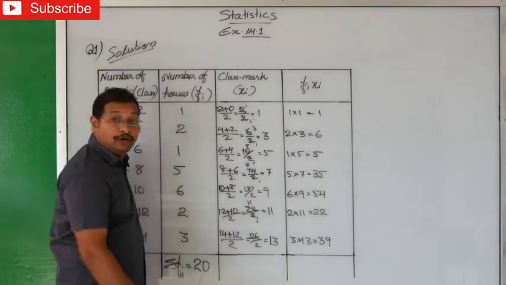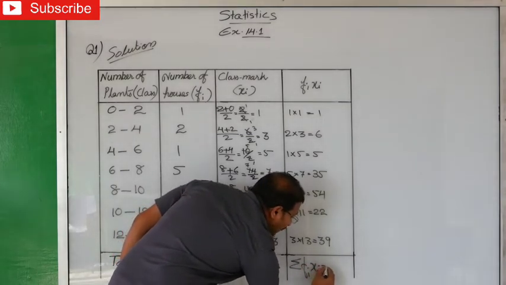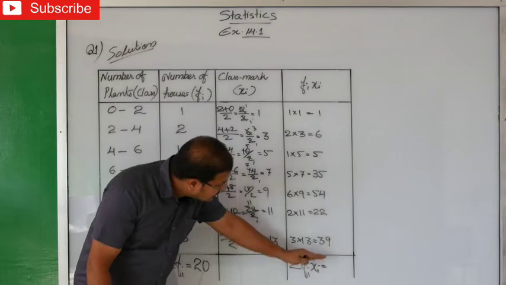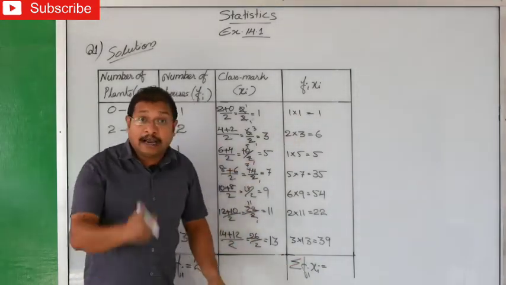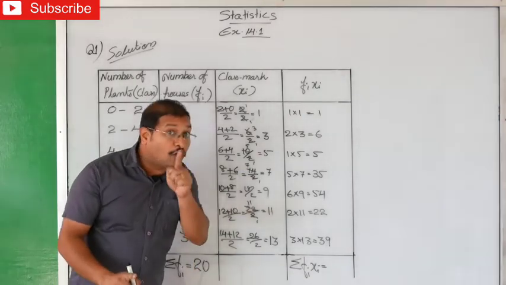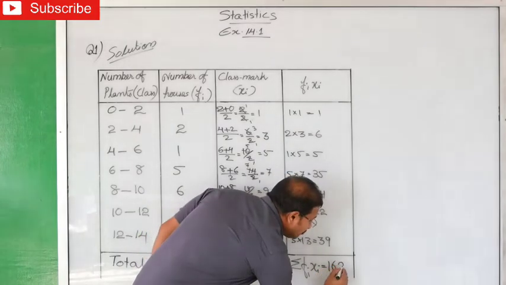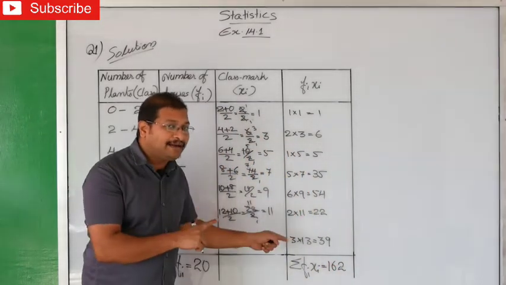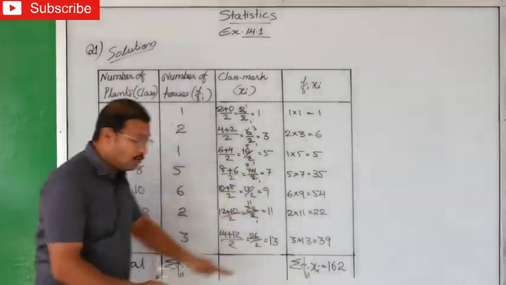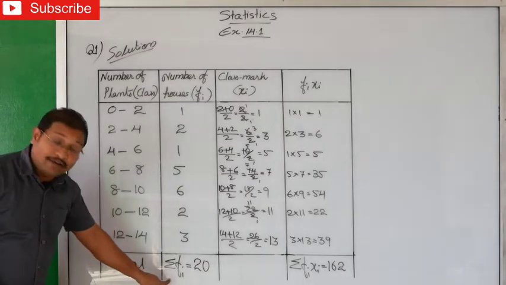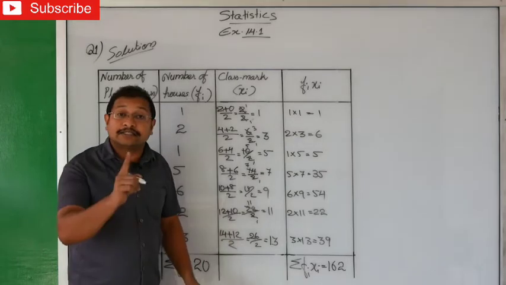What will you do now? You have to take the total now. Sigma Fi Xi equals all these numbers added. Ready? Sigma Fi Xi, so you need to add it. In addition we have to be careful and not make mistakes. So how much will you get as the total? 162. Don't copy directly, just add it and find out. Ready? So we got it now: sigma Fi equals 20, sigma Fi Xi equals 162.